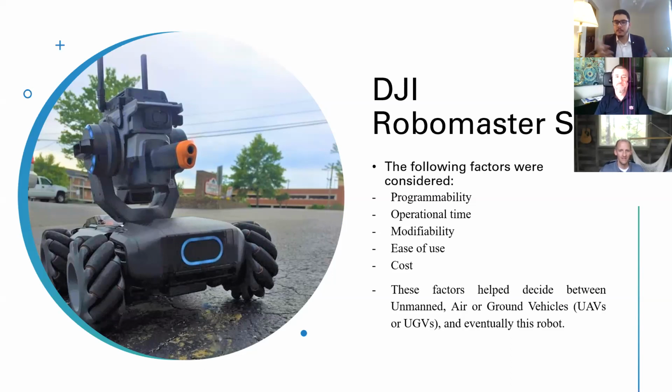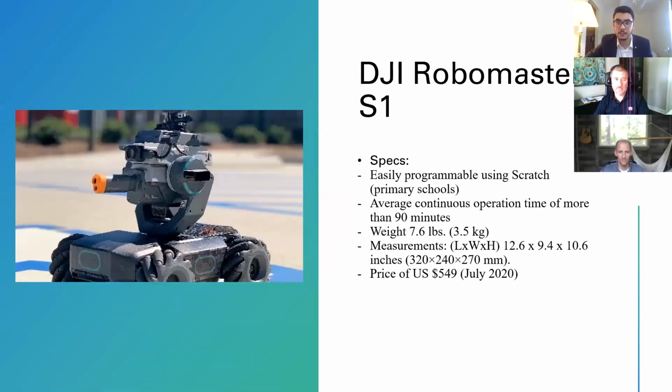So again, the reason we considered this robot is that it's easily programmable. It uses the Scratch programming language, and I'll talk more about that as we move on in the presentation. Scratch is a programming language that's taught in primary schools. Its average continuous operation time is more than 90 minutes, as you can see from the specs right here. Its weight is 7.6 pounds, and its height is 10.6 inches off the ground. Yes, pretty small, just like Steve said.